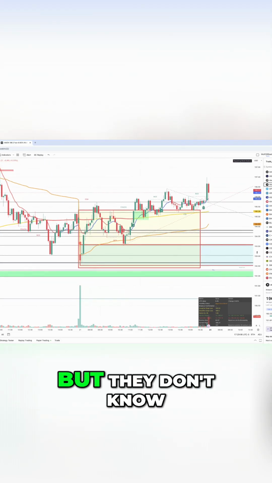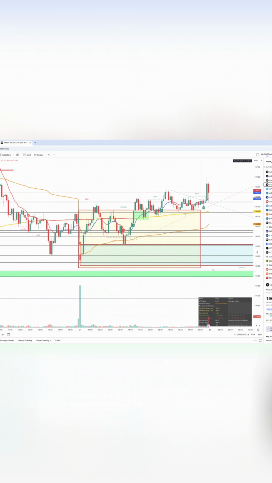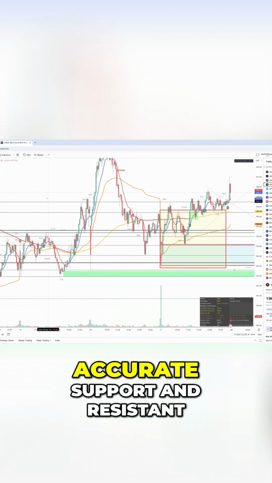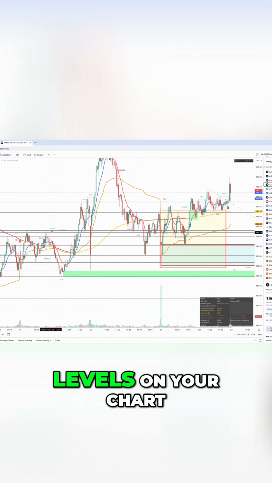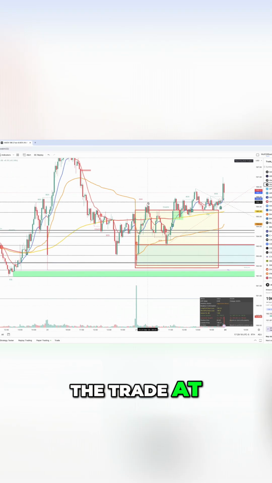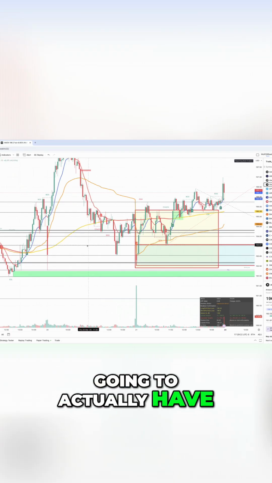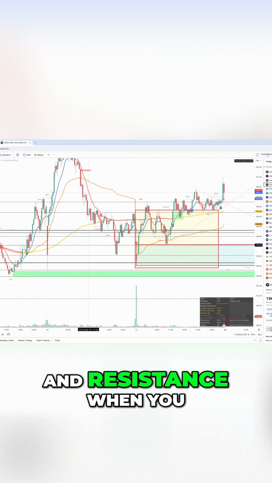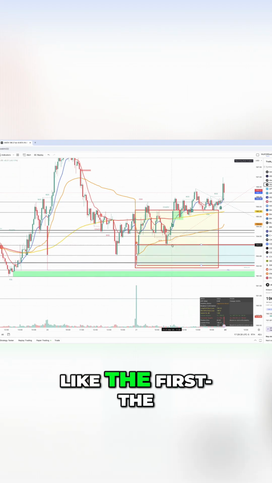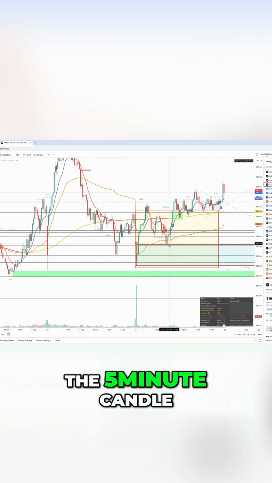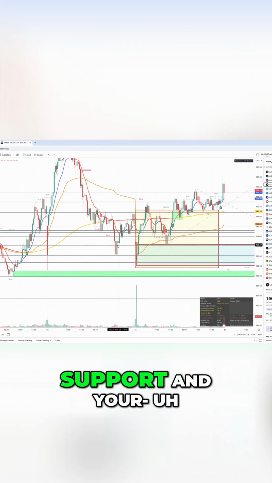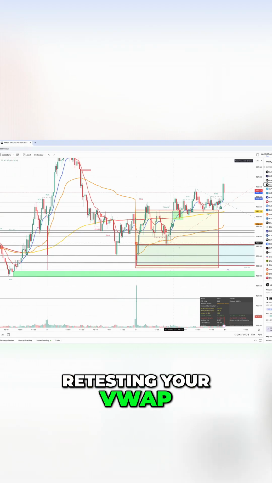They get in, but they don't know where they're going, right? So what's your edge if you have pinpoint accurate support and resistance levels on your chart? You know where to actually get out of the trade. You know when you're going to have confluence on historical support and resistance when you pull it back and retest something with confluence like the first ORB candle, the 5 minute candle, and you're testing support, and you're retesting your VWAP, right?